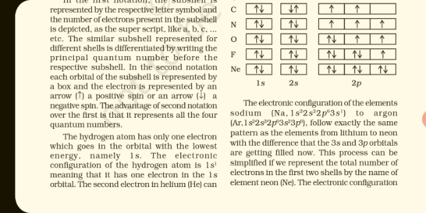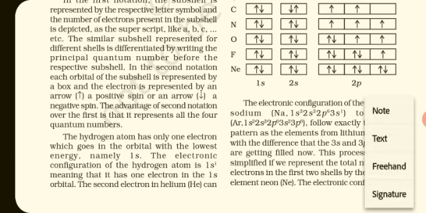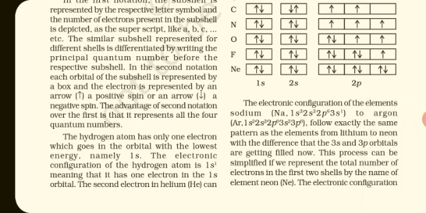Sodium is 1s2, 2s2, 2p6 and 3s1. To argon: 1s2, 2s2, 2p6, 3s2, 3p6. They follow exactly the same pattern as the elements from lithium to neon, with the difference that the 3s and 3p orbitals are getting filled now.